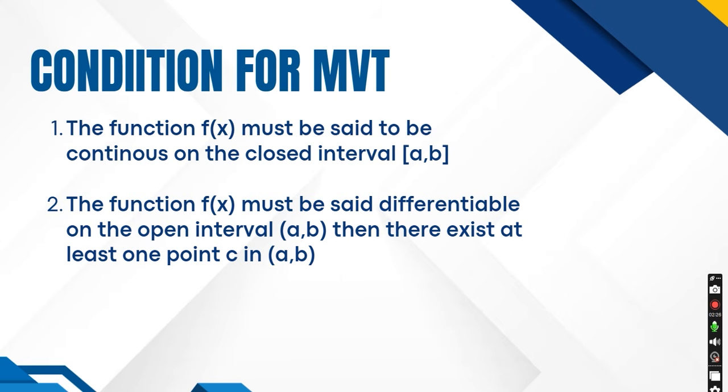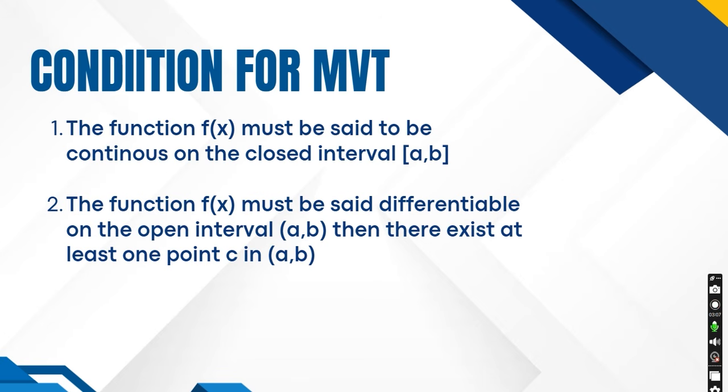So there are two conditions for the mean value theorem. The first condition is that the function f of x must be continuous on the closed interval a comma b. The second condition is that the function must be differentiable on the open interval. Then there should exist at least one point in the open interval a comma b. So these are the two conditions of the mean value theorem. The first condition is continuity on the closed interval. The second condition is differentiability on the open interval.